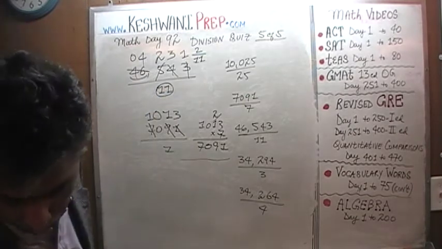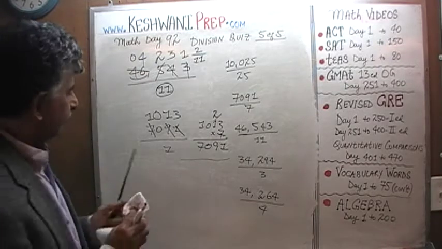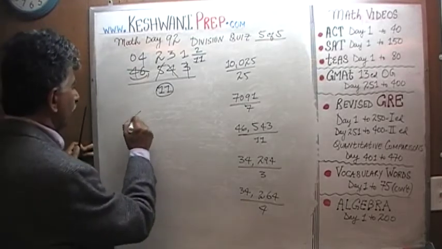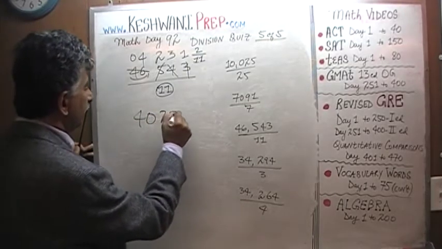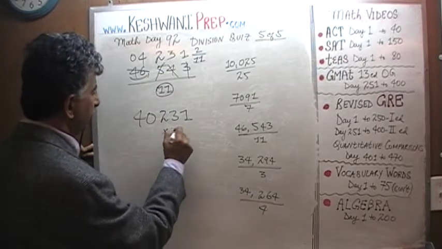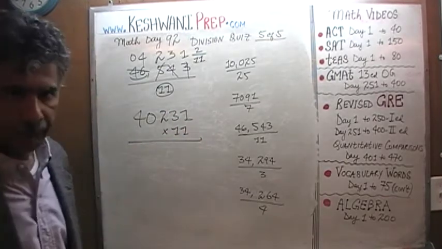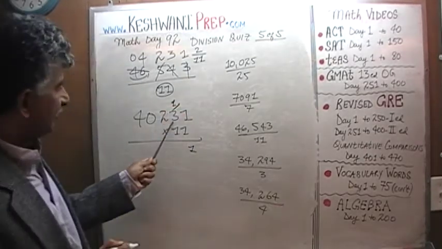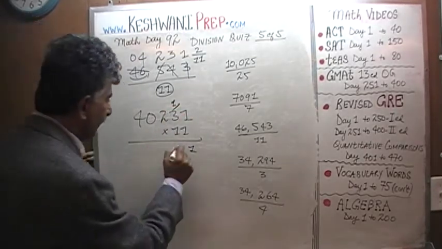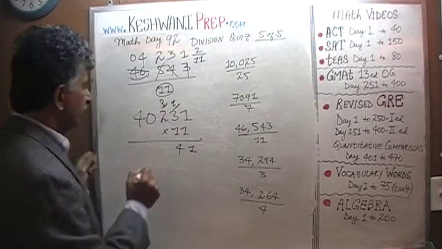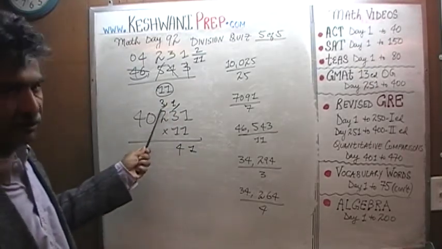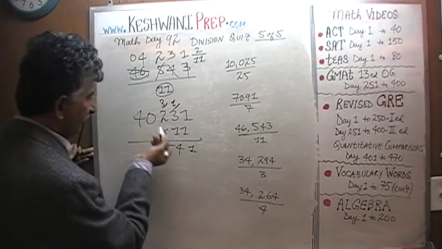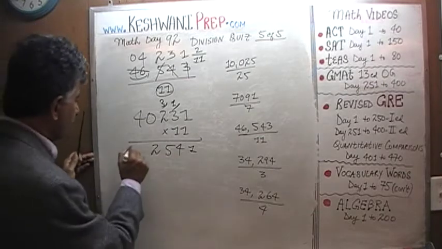Let's verify that answer, if you like. Let's do the verification here. 4,231, we're going to multiply it by 11. Are you ready? 11 times 1 is 11, 1, carry 1. 11 times 3 is 33, 33 plus 1 is 34. 4, carry 3. 11 times 2 is 22, 22 plus 3 is 25. 5, 25 because this is 0. And then 11 times 4 is 44.